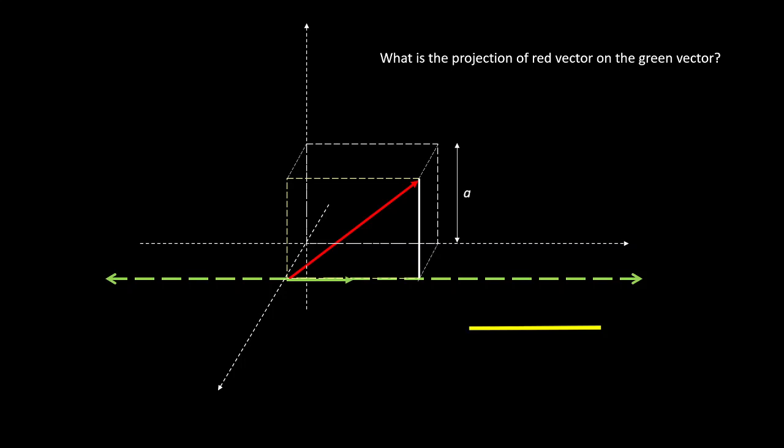So if the edge length of the cube was a, you see that this length was also a, right? So the projection of the red vector on the green vector is a. Let's see another very interesting way.